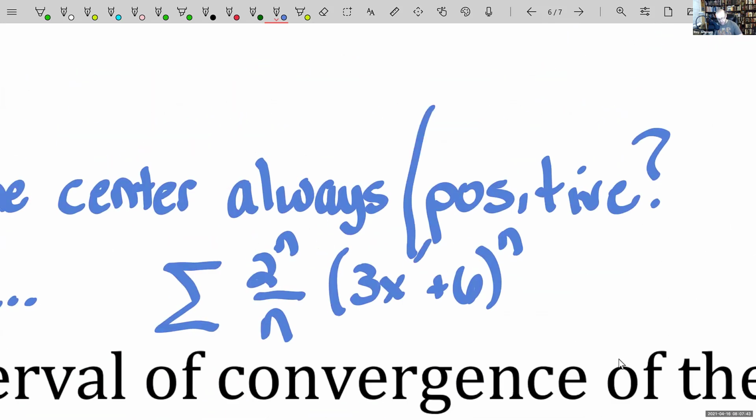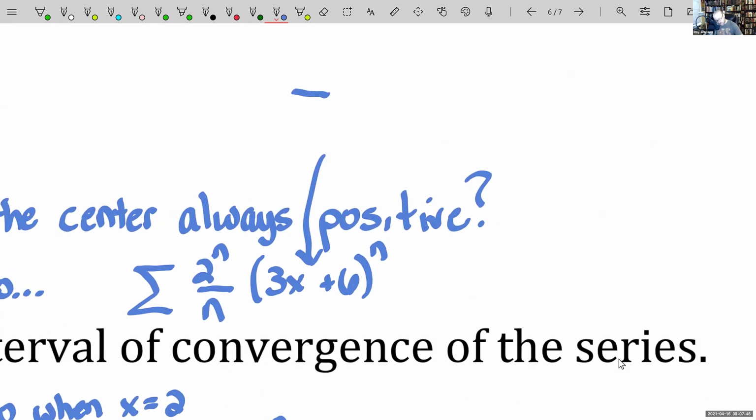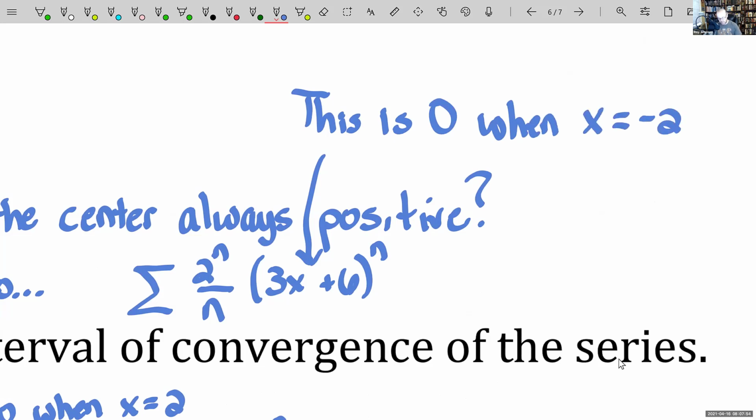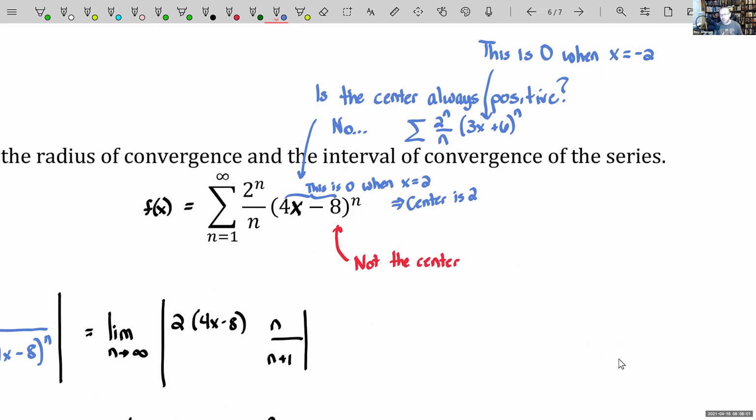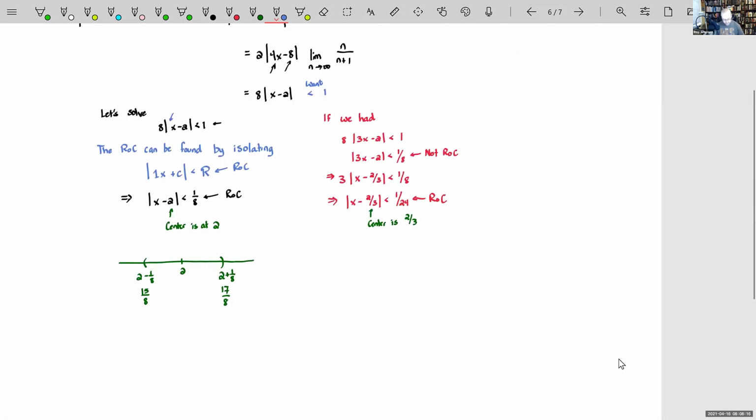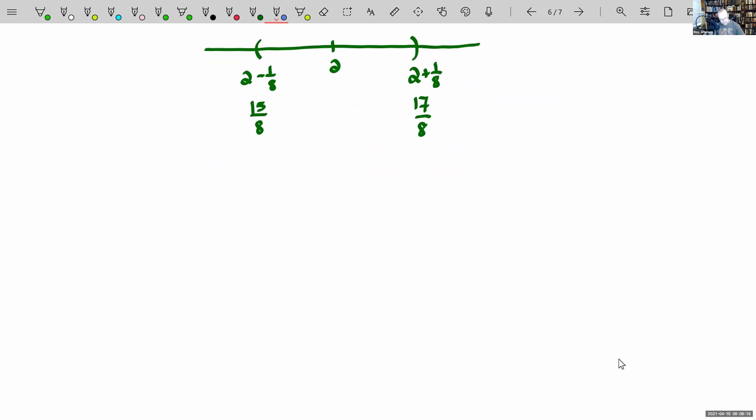The same idea would happen here. This is 0 when x equals -2. And so in that case, the center is at -2. So it is not always going to be the case the center is positive. It could be negative. It just depends upon what turns that factor with x into 0. That's your ultimate goal. How can I turn that factor off? Very fast way to find the center. All right, let's check the endpoints.